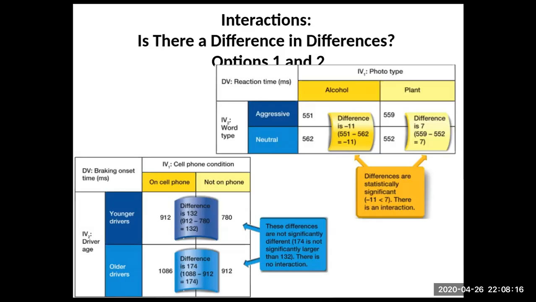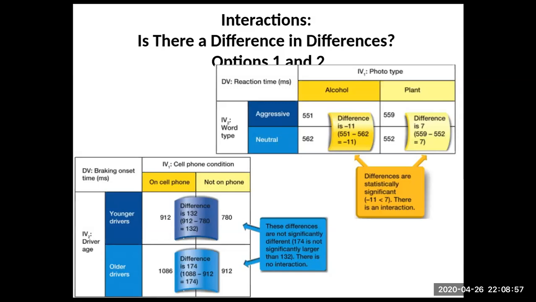So what if we did it the other way? Well, let's go back to the top one. We did 551 minus 562 first, and then 559 minus 552. Now let's go across. 551 minus 559 for aggressive is going to give us -8. 562 minus 552 for neutral is going to give us +10. So just like we asked, is -11 different from +7? Yes. If we go across, we have -8. Is that different from +10? Pretty much the same thing, whether you go down subtracting or whether you go across. Either way, you'll see there's an interaction.